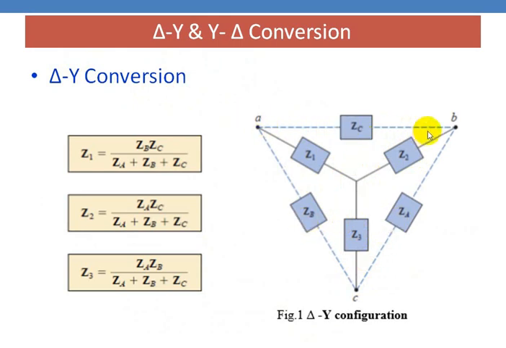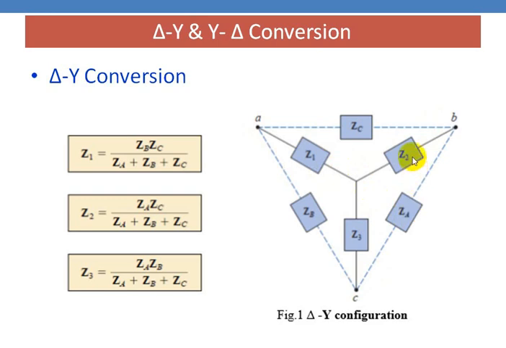You have to know how to draw this. Suppose you are going to draw the star connected network, for example this branch is Z1, Z2, Z3. You name this node as A, this node as B, and this is C. Now, while you name the impedances of the delta connected network, the impedance exactly opposite to Z1 should be named as ZA.